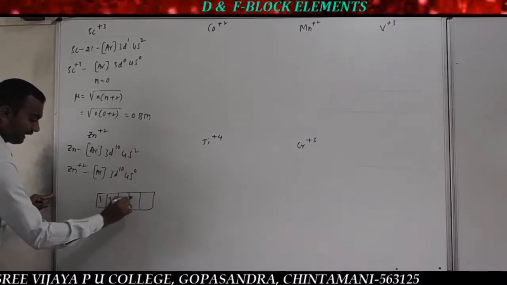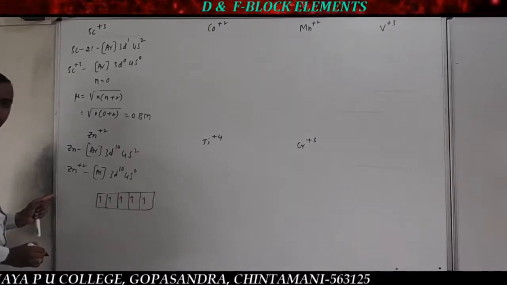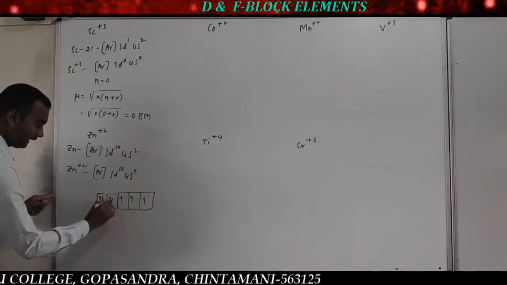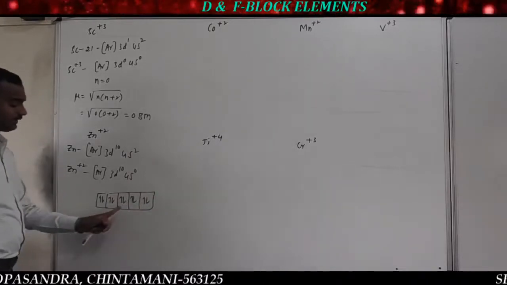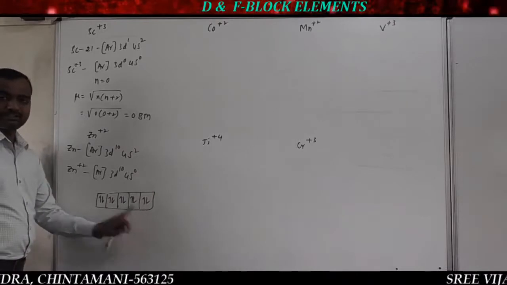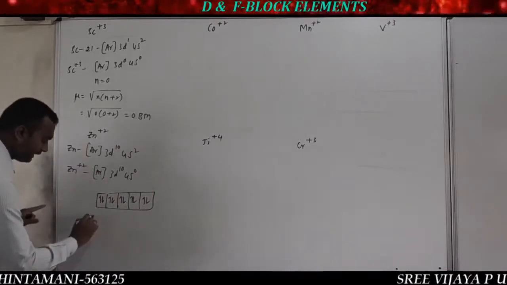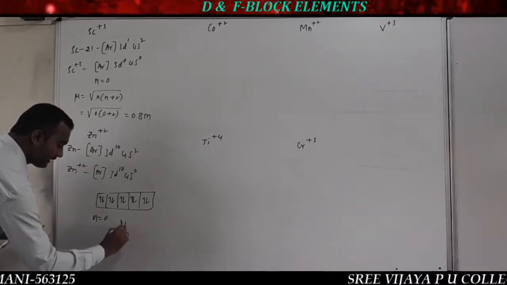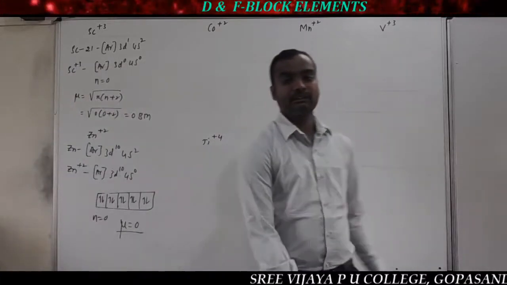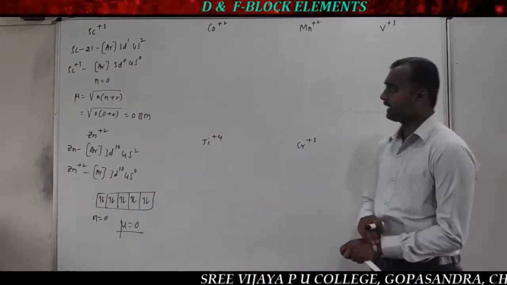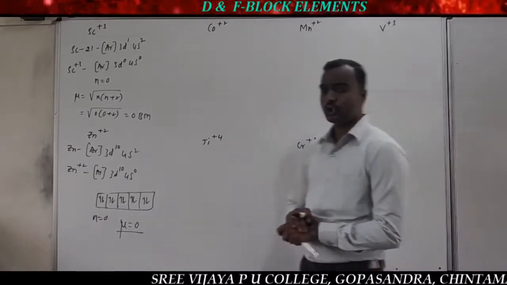1 2 3 4 5, according to Hund's law of maximum multiplicity, and then the electrons keep filling up. Total 10 electrons, and all the electrons are paired up. There are no unpaired electrons, so n is equal to 0. Therefore mu is equal to 0. The zinc plus 2 is a diamagnetic substance. So, diamagnetic species.